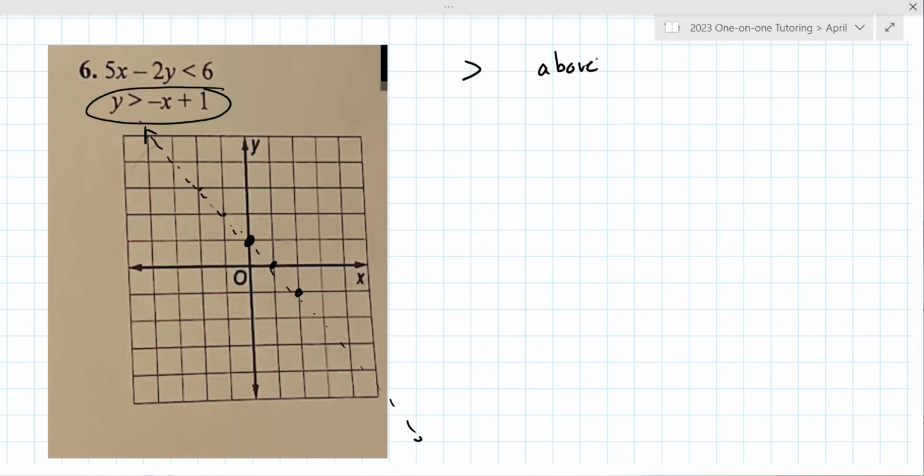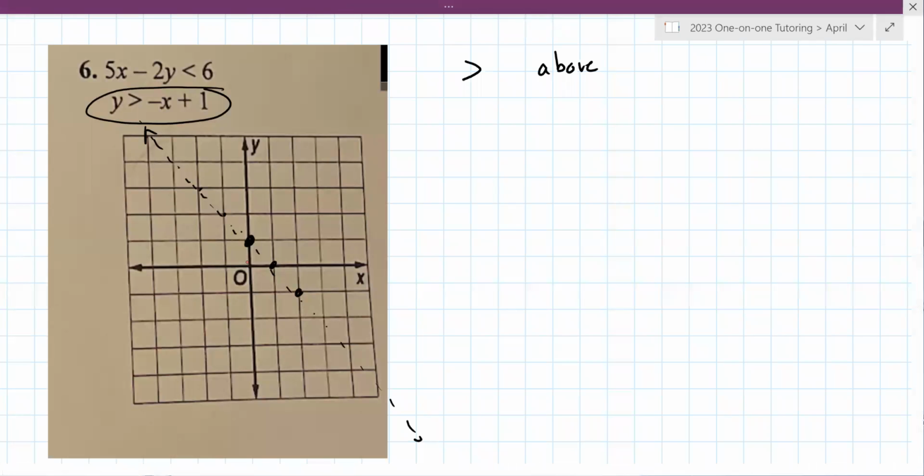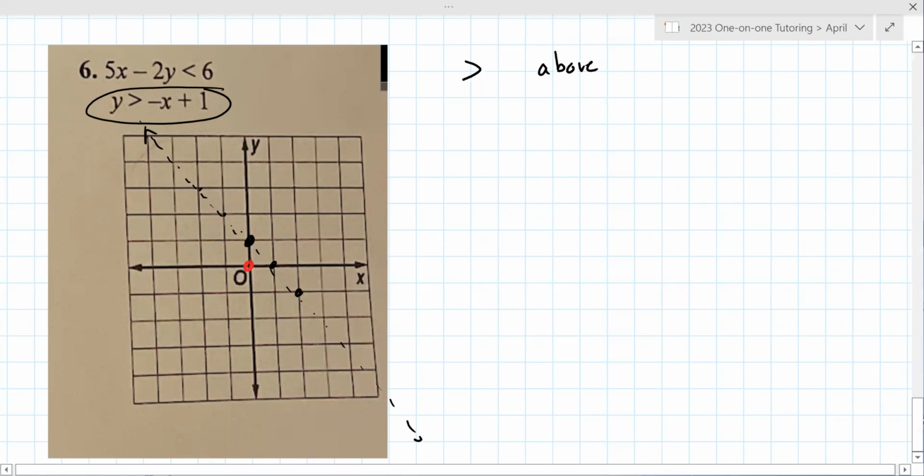That's fair. And you can always test a point if you need to confirm that. Always go to the origin if you can. You have to test a point that's not on the line. Is 0 greater than minus 0 plus 1? Is 0 greater than 1? No. So that's why we shade the other side there on the right. Got it.